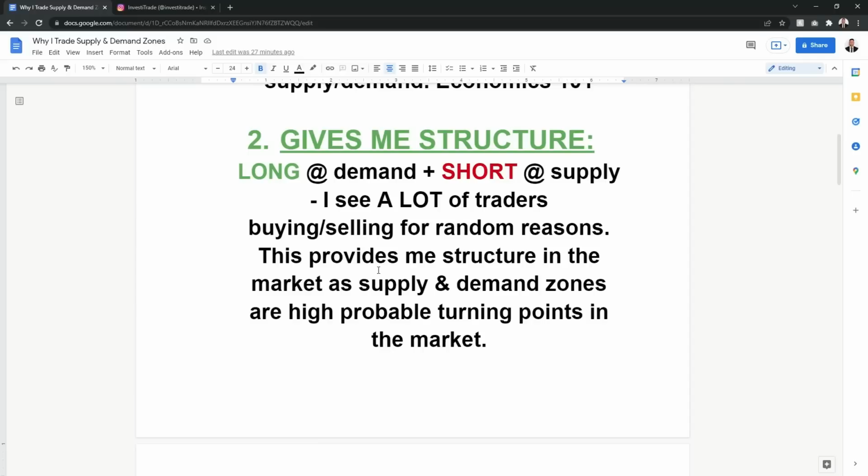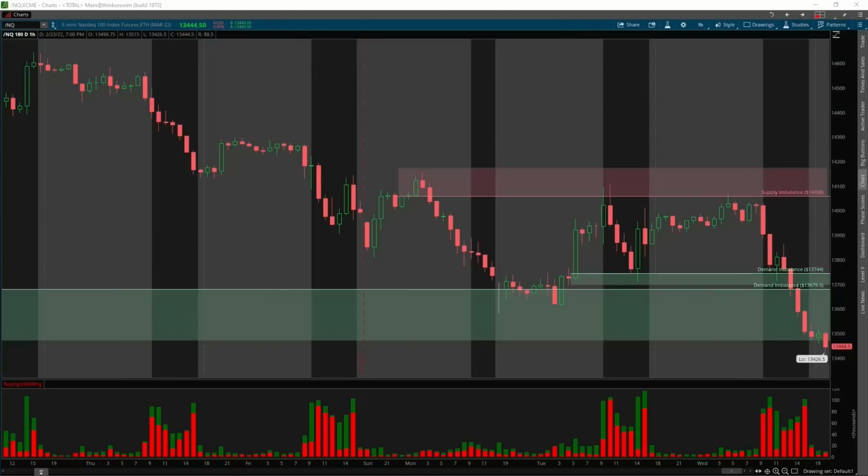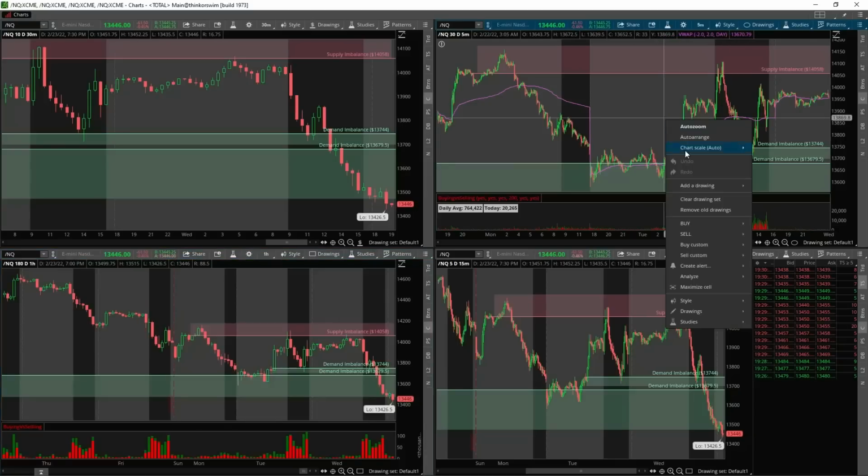Now with this, supply and demand gives me structure. What I mean by this is obviously demand, we look to play the market long, and supply, we look to play the market short, with some exceptions. But I see a lot of traders buying or selling for random reasons. Now let's go to a 5-minute chart.